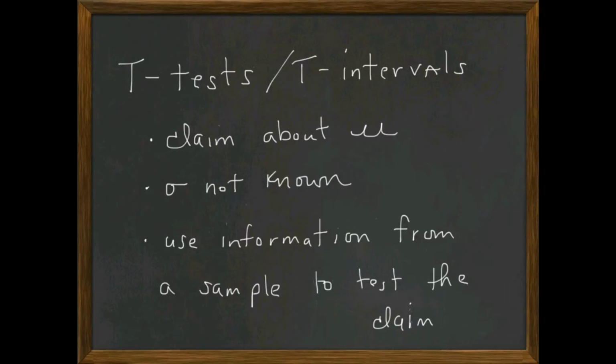I'm going to incorporate a little bit of R in here and show you some things that we can do. So guys, again, the focus here is to just review t-tests and t-intervals. We begin with a claim about a population mean mu, and the criterion here is that the population standard deviation is not known, and we're going to use information from a sample to test the claim. So I want to illustrate this process in great detail.